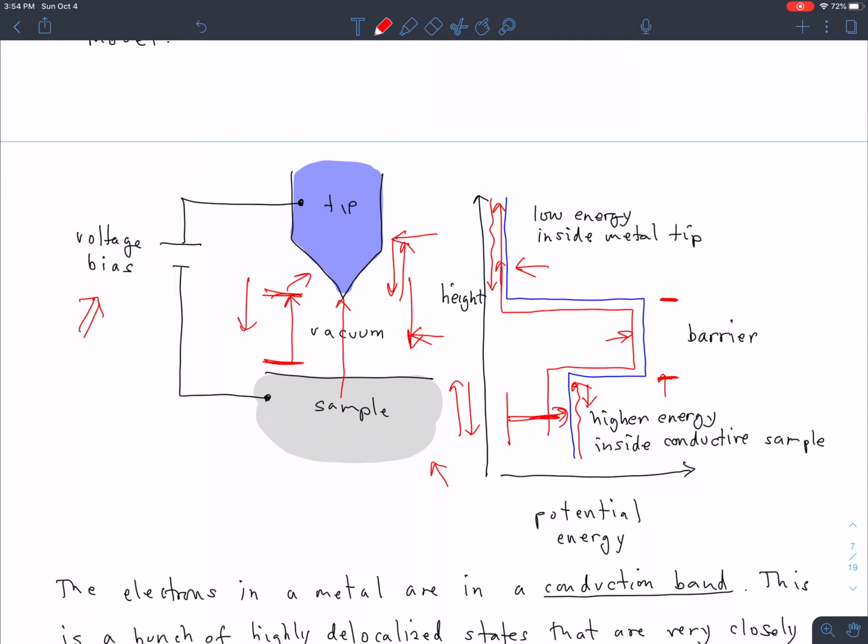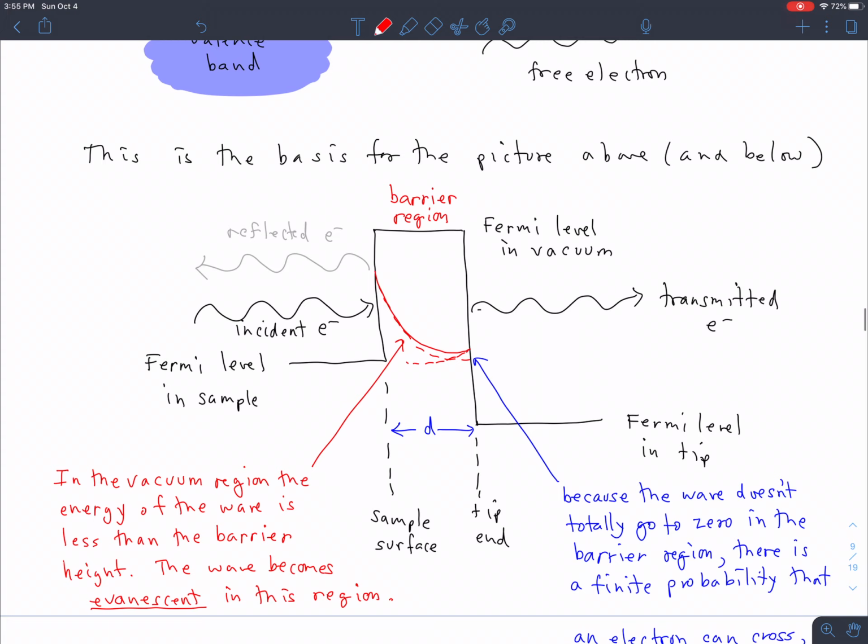But when the gap starts to get small, so typically around 10 angstroms is small enough, that's small enough so that the wave functions in the tip and the wave functions in the sample start to overlap a little bit. Then it becomes possible, and down here is the picture, for the electrons to tunnel into the barrier region. There's a non-zero probability of finding the electron in the barrier region, even though it doesn't have enough energy to get into the barrier region classically. And what that means is that there's a non-zero probability of the electron crossing from the tip to the sample or from the sample to the tip, vice versa.